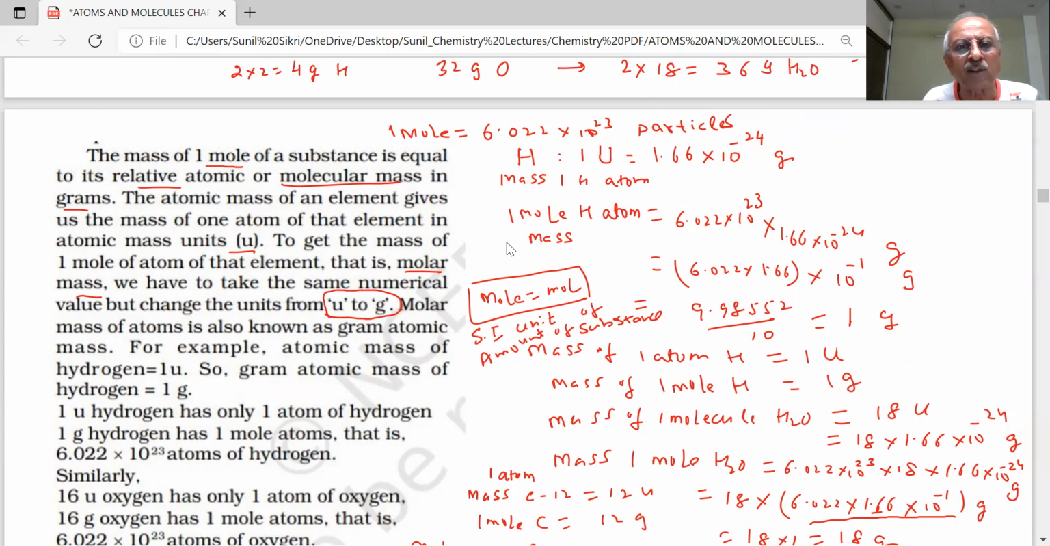Molar mass of an atom is also known as gram atomic mass. For example, the atomic mass of hydrogen is 1 U and the gram atomic mass is 1 gram. 1 gram of hydrogen means how much? 1 mole of hydrogen. 1 U of hydrogen has only one atom. 1 gram of hydrogen has how much? 1 mole of atoms.